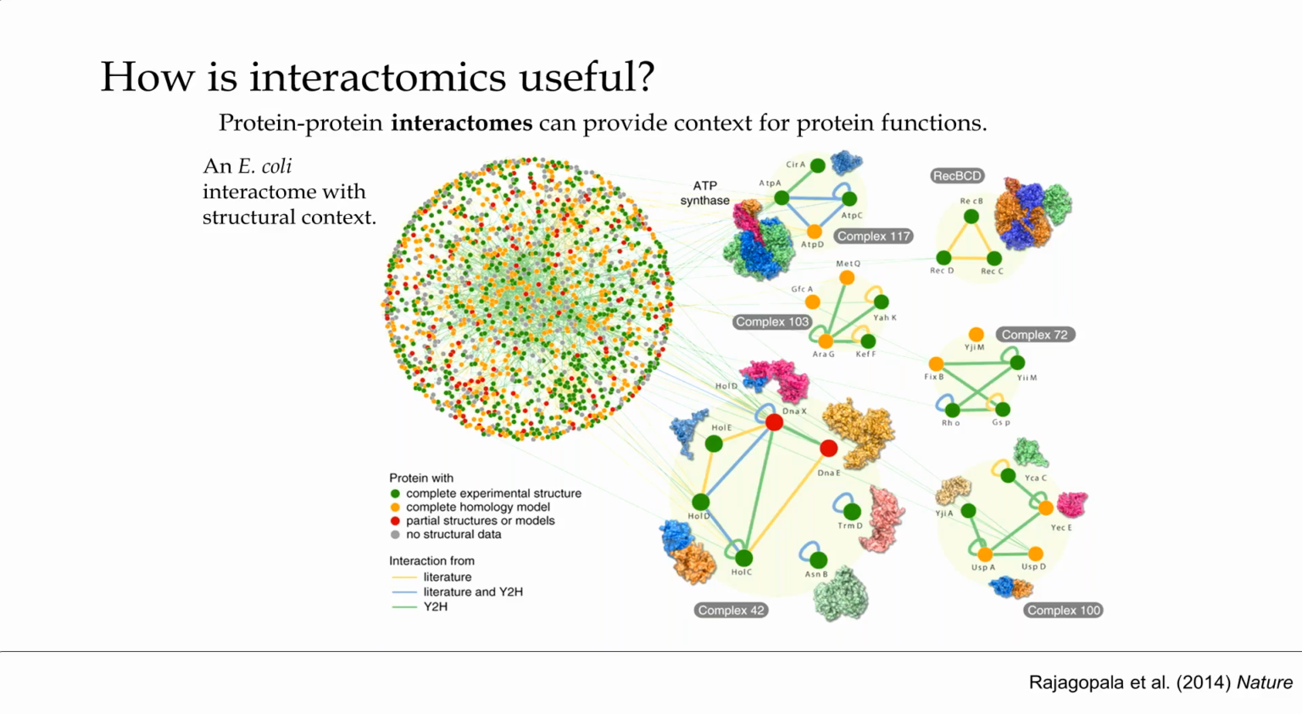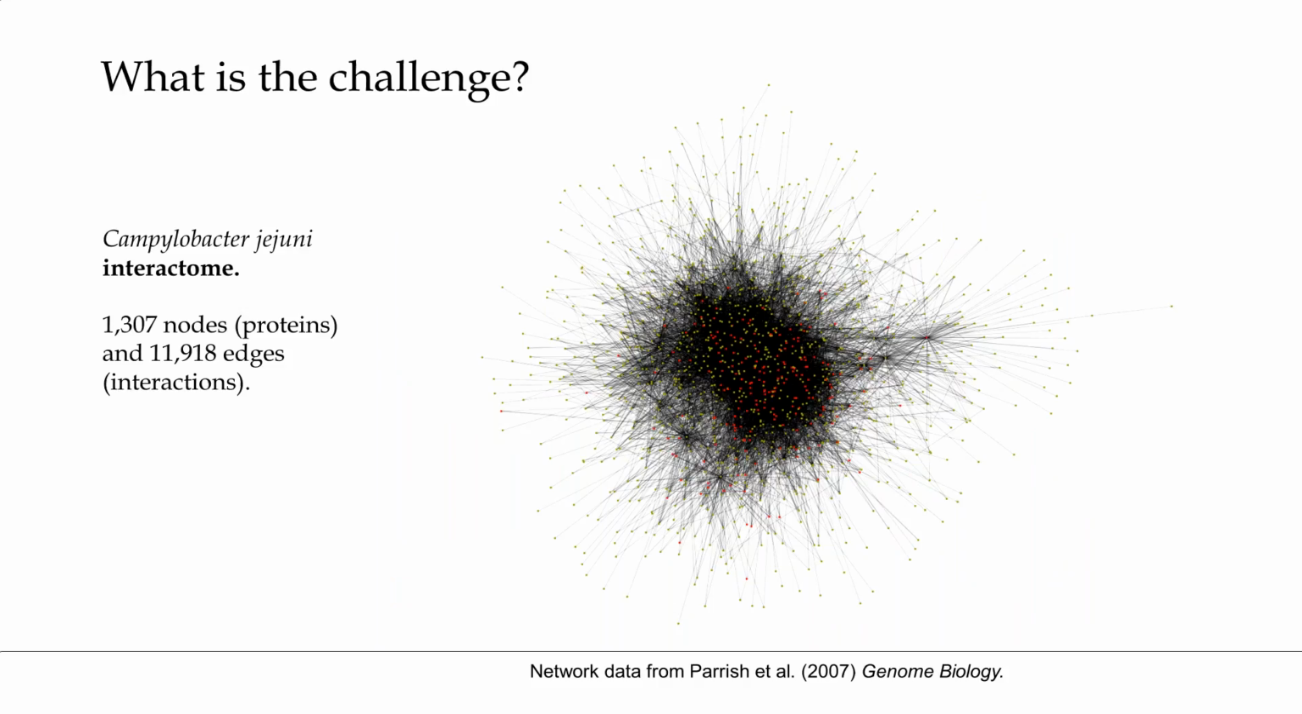Now, there's another challenge that we run into when we're reconstructing interaction networks, and I'll illustrate it here by showing interactome networks from two different bacterial species. So this is one from Campylobacter jejuni, a species that lives in the mammalian gut. In this case, the interactome is from 2007, and the authors decided that across more than 1,300 nodes in the network, where each node is an individual protein, and just about 12,000 edges, they had a complete picture of the interactome.